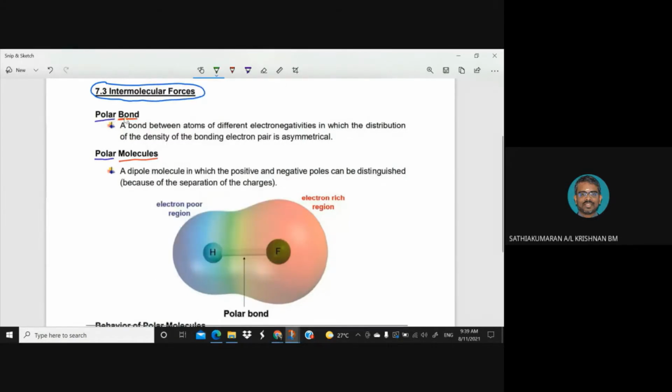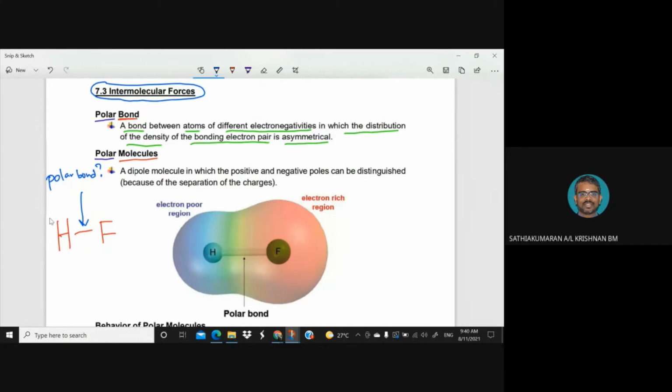When we call polar bond: a bond between atoms of different electronegativities in which the distribution of the density of the bonding electron pair is asymmetrical. Asymmetrical means not balanced, not symmetry. So for example, I choose one molecule here, HF. I want to know this bond, is it a polar bond?